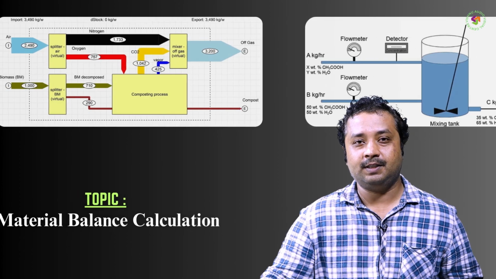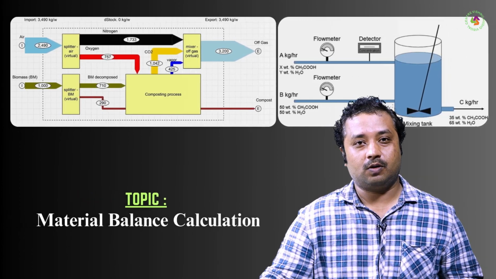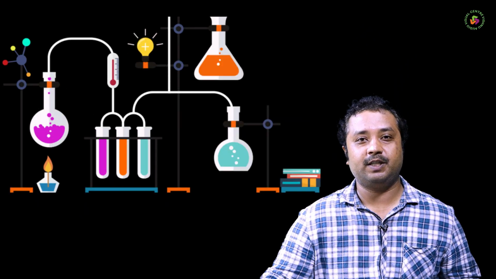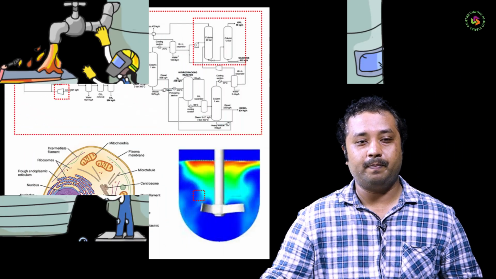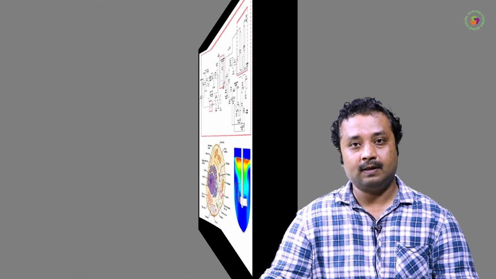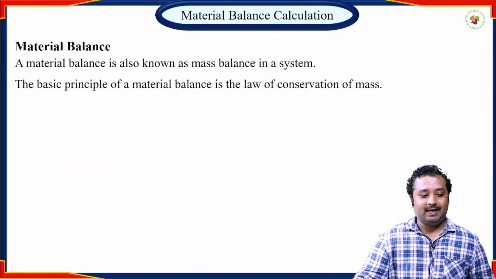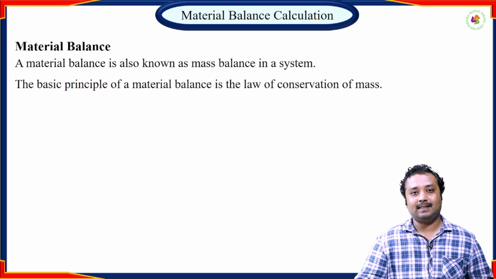Today I am going to discuss the course called Chemical Process Calculation. It is a subject related to chemical engineering, and in chemical process calculation we will discuss the topic called material balance calculations. So what is material balance? A material balance is also known as mass balance in the systems.